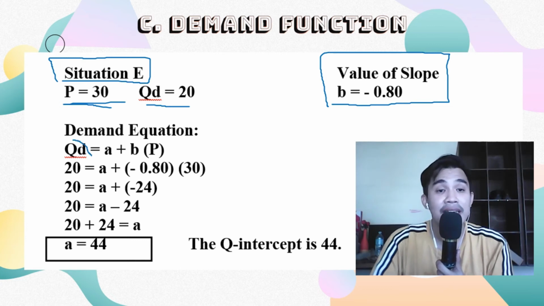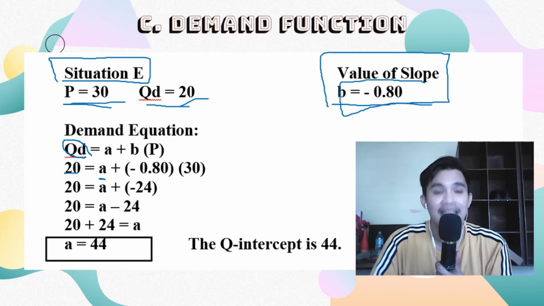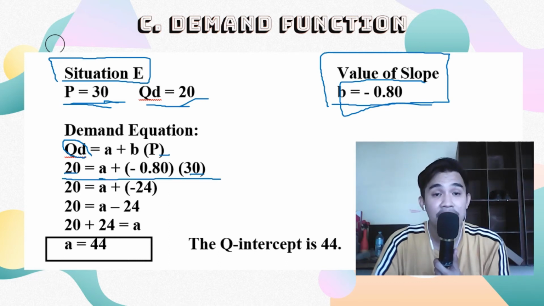So our QD is 20. So 20 is equal to A. We don't have A because that is what we are looking for. Plus B. What is our B? Our B is negative 0.80 times P. What is our P? That is 30. So times 30. So we have now 20 is equal to A plus the quantity of negative 0.80 times 30.